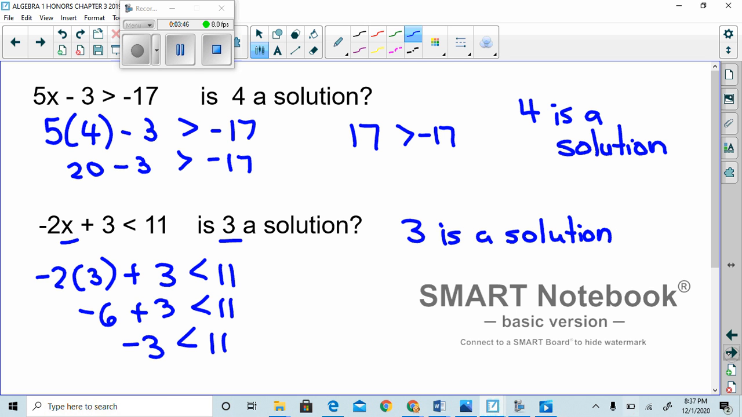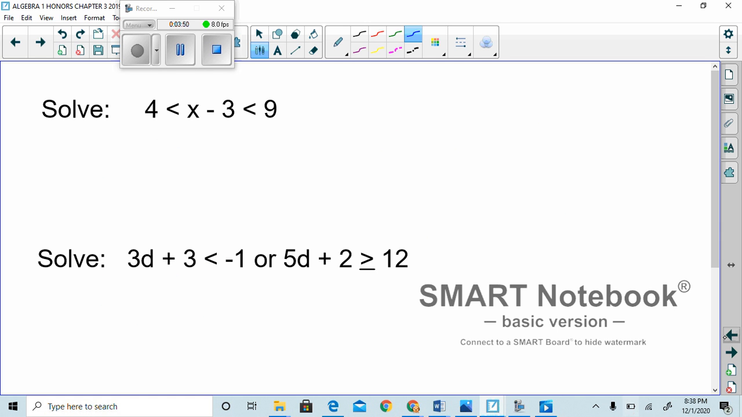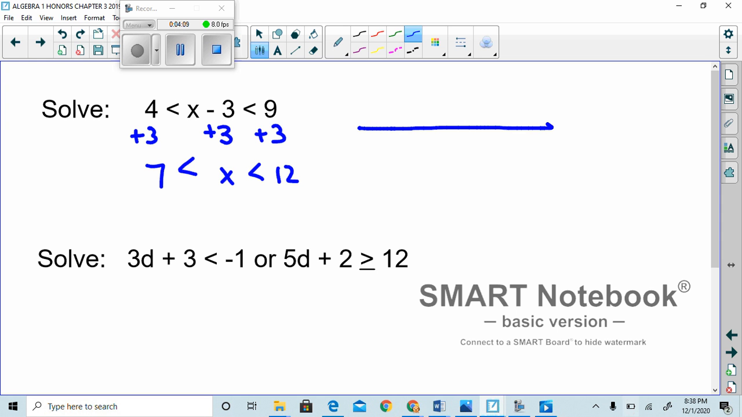From simple inequalities, we moved on to compound inequalities, and we found out there were 2 types. When our variable term is in the center between 2 inequalities, we know it's an AND. And what we'll do is whatever we do in the center to isolate the variable, we'll do on both the left and the right. We're now up to the part where we can graph, and we see that we have an endpoint at 7, an endpoint at 12. They're both open circles.